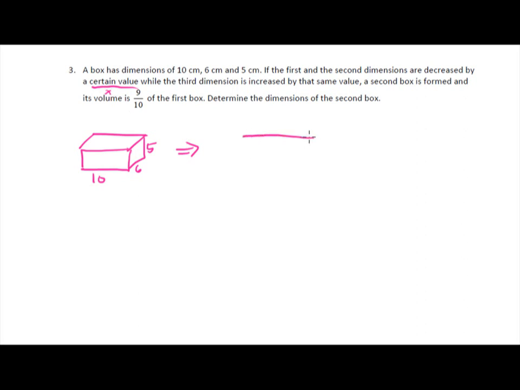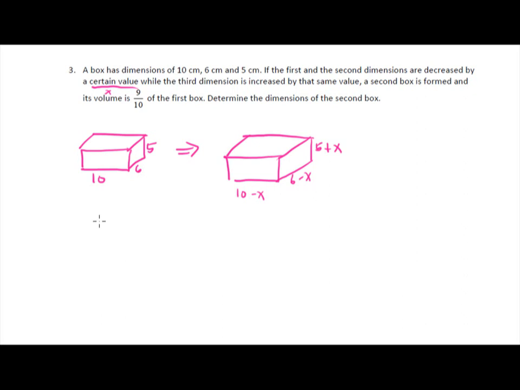So making the second box, from 10 you subtract a certain amount x, you subtract a certain amount x from 6, but the 5 will get x added, that same value. Okay, and the connection between the two boxes is that the volume of this is 9/10 of the volume of the first.